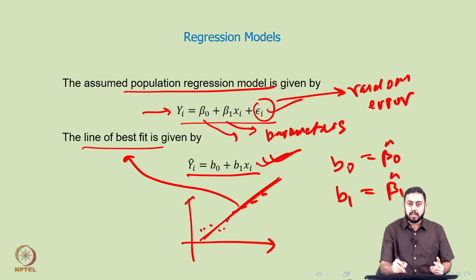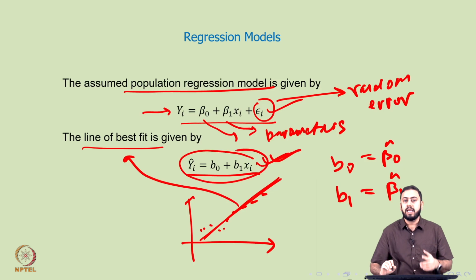So epsilon i does not appear in the second equation. To summarize, the second equation is called the line of best fit or least squares regression line. In the next sessions we will delve deeper into the nuances of these parameters, how you establish a line of best fit, and some assumptions about the regression model. Thank you.